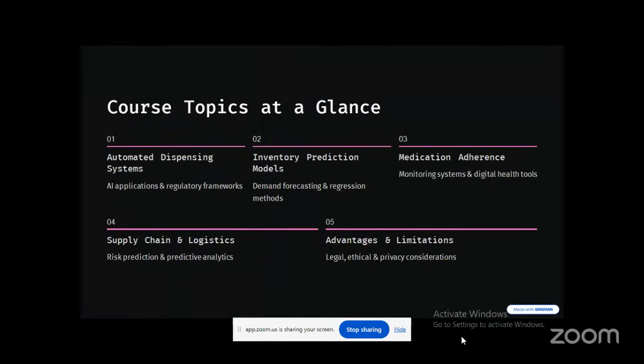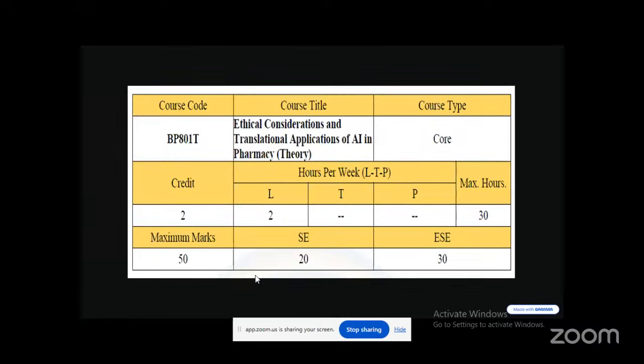So this is the glance of the course. It describes automated dispensing systems, inventory prediction models, medication adherence, supply chain and logistics, and advantages and limitations of AI. This is how the course is structured: the course code, the course title, how it is divided into lecture classes, and the internal and external marks.